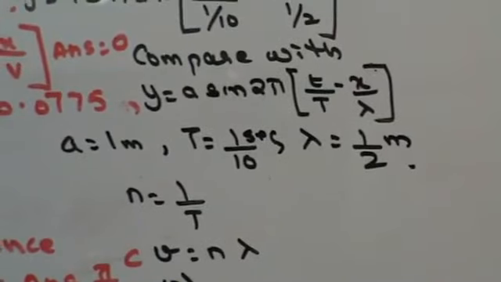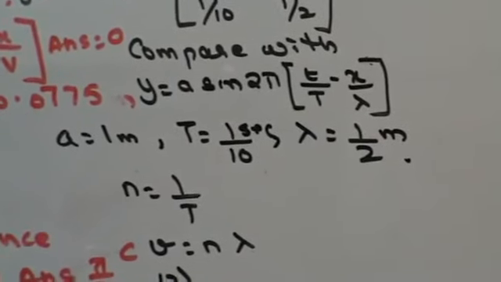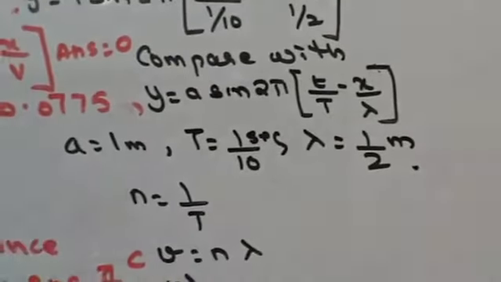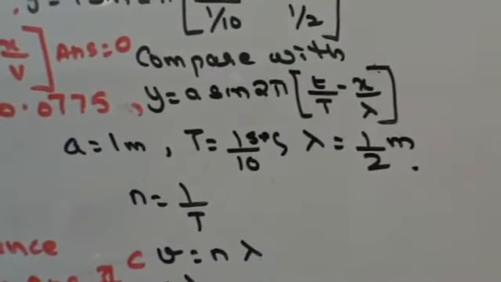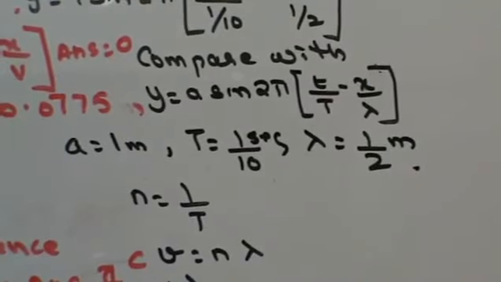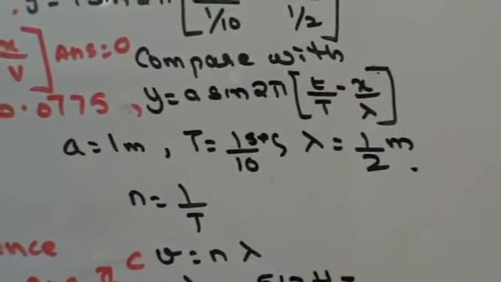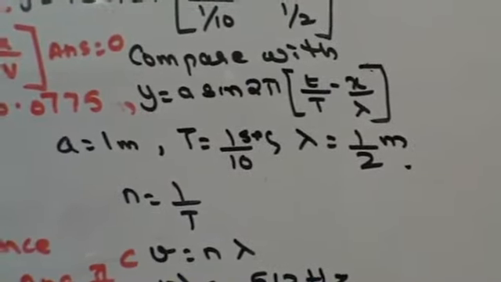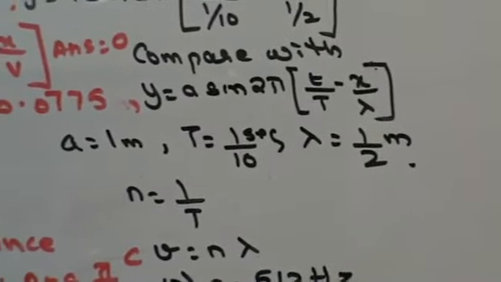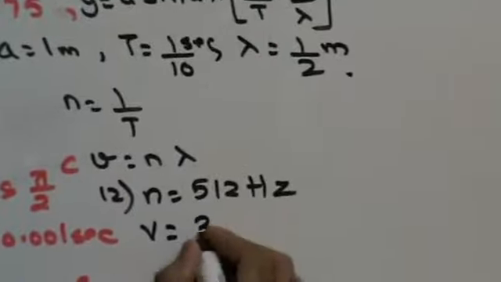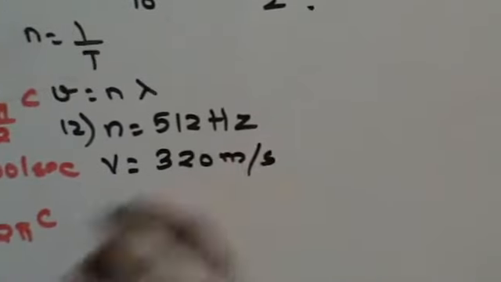The frequency of vibration of a tuning fork is 512 Hertz, and the velocity of sound in air is 320 meters per second.